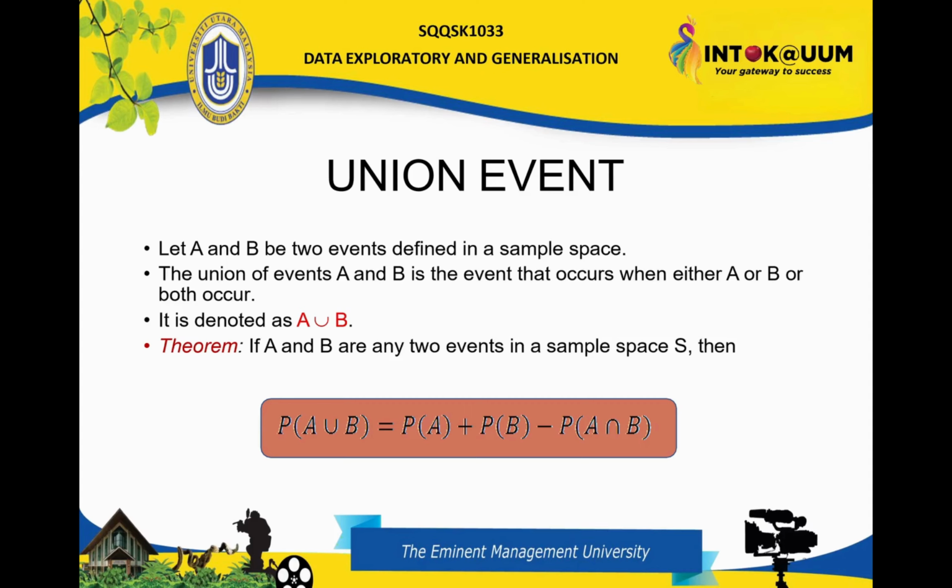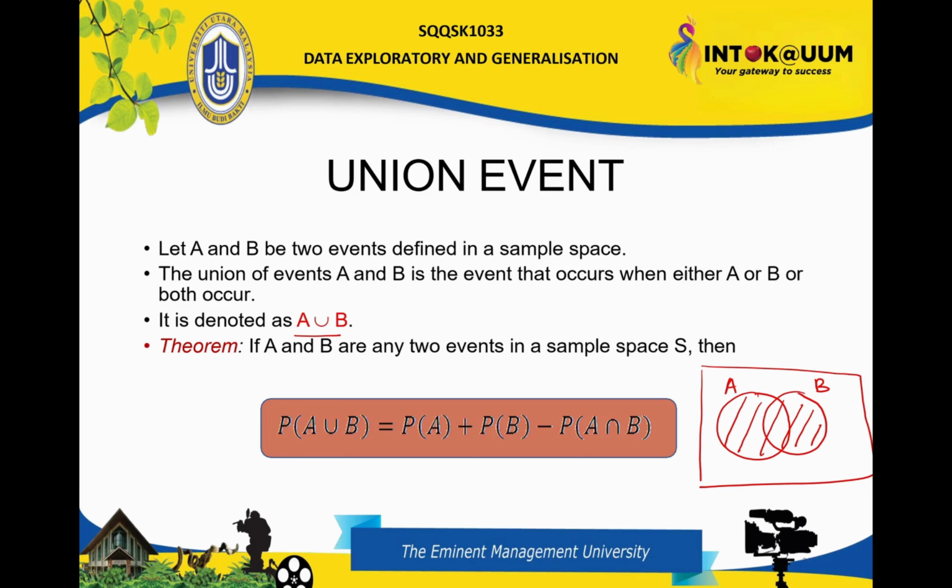The union of events refers to the occurrence of either one event or both. So here we have two overlapping events of event A and B. This union expands our scope. Instead of focusing on overlap, we count all outcomes that belong to either event. This is denoted by this, meaning A or B or both occur.